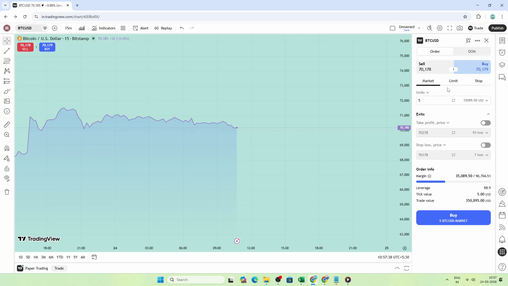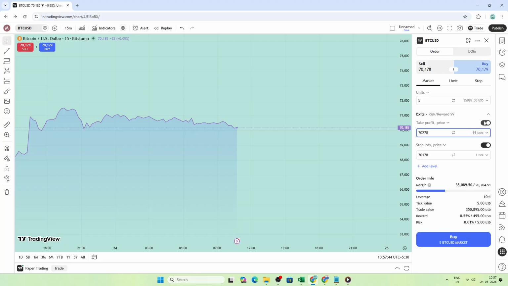Inside the order ticket, activate your stop loss and take profit. Simply check the boxes labeled stop loss and take profit. Turning these on tells Tradingview to attach exit instructions to your order, so the platform can automatically close the position if price reaches those levels. The stop loss is there to cap your downside, while the take profit captures gains at your chosen target.